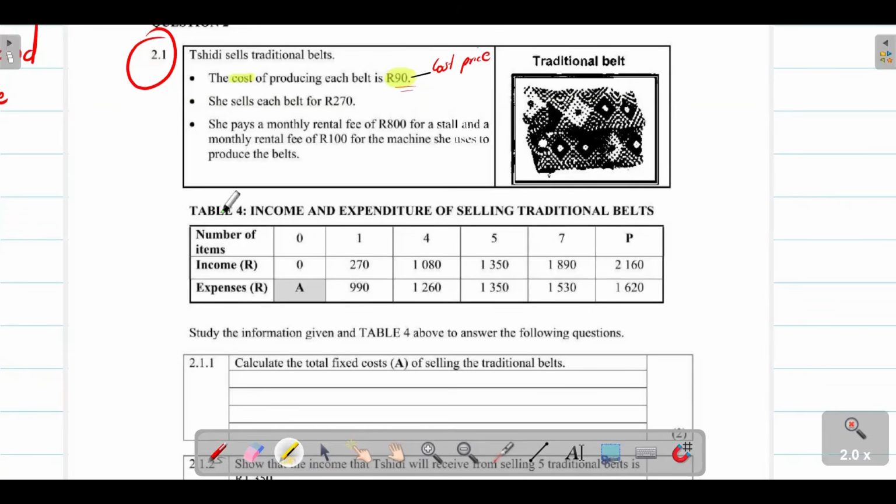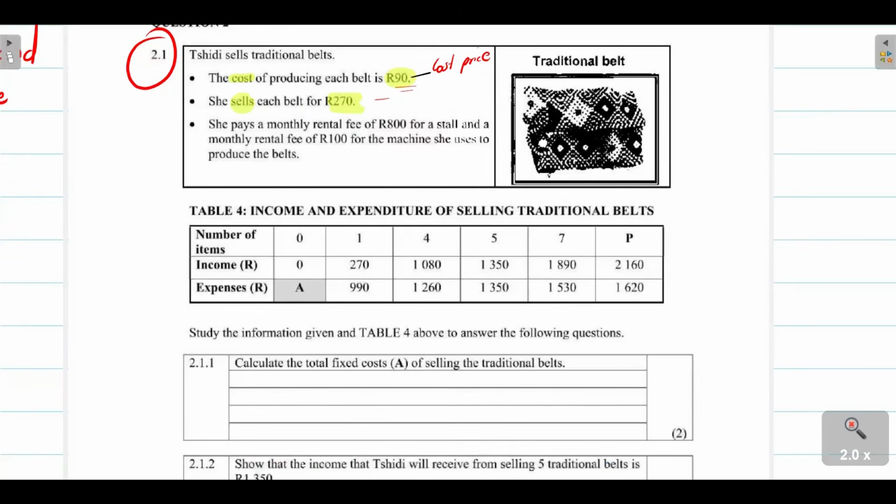Then they tell us that she sells the belts for 270. Do you see what is given to us there? The selling price. They say she pays a monthly rental fee of 800 rand for a stall and a monthly rental fee of 100 rand for the machine she uses to produce the belts.